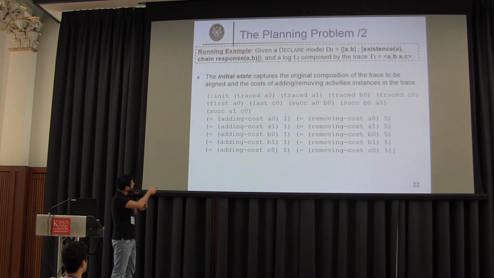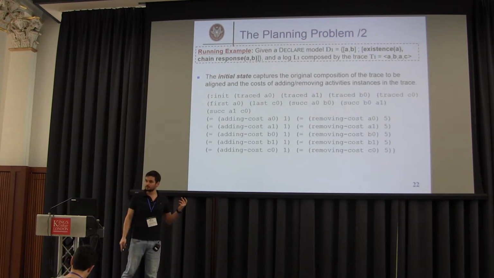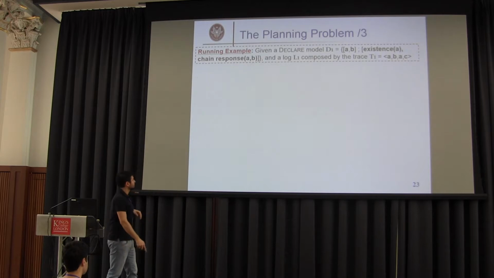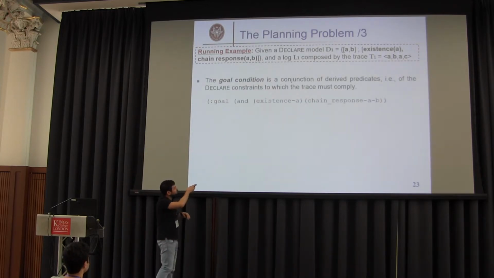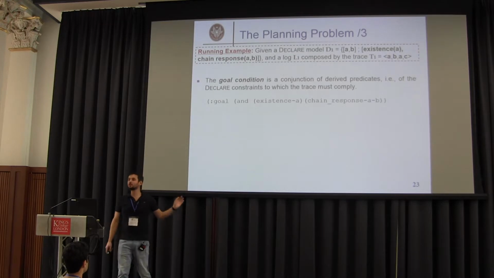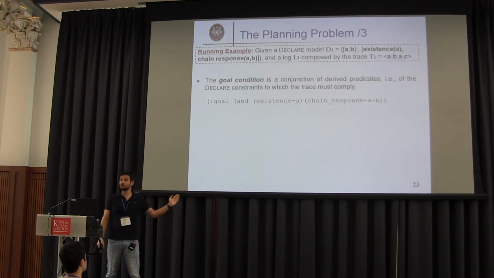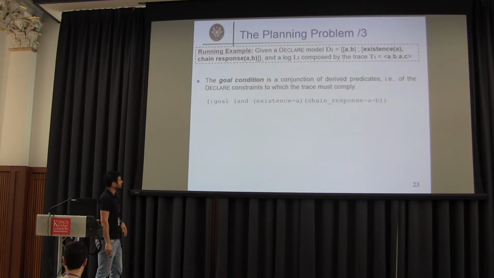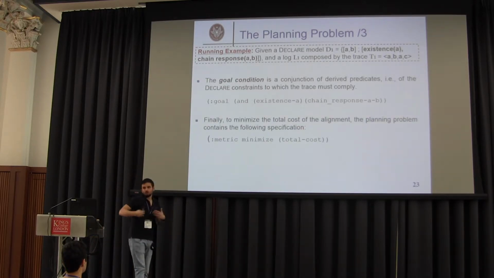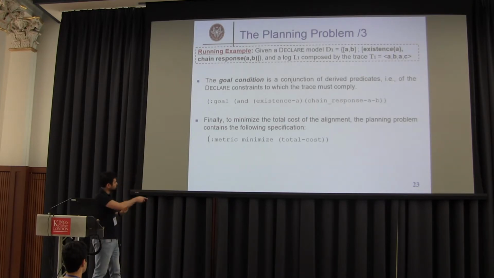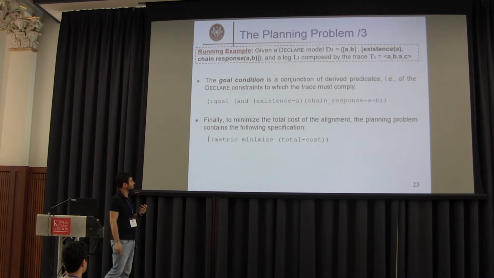Okay? To close with the planning problem, we have an initial state where we represent the structure of the trace and we make explicit the cost of adding and removing actions from the trace. In the goal condition, we just put the conjunction of the derived predicates that represent the constraints that we want to satisfy. So our goal condition is just a conjunction of derived predicates, exactly the constraints that are part of the model. And finally, since we want to minimize the total cost of our alignment, we also put the specification to minimize the total cost.